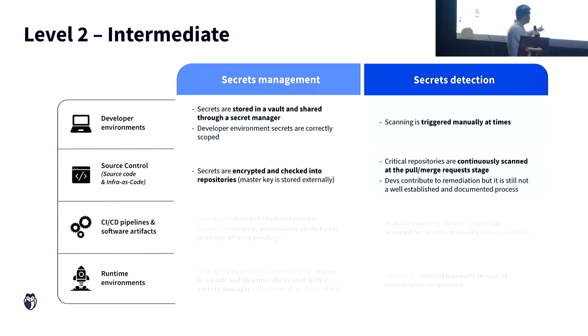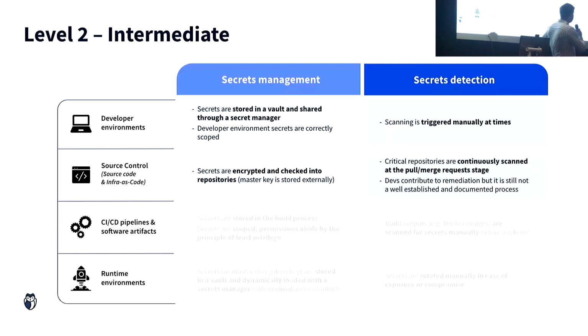And then when we look at our detection, what are we actually detecting in our repositories? So here we have our critical repositories. So our production areas are being scanned at certain triggers. So when we're making a pull request, we're scanning for these secrets. When we're merging into the master branch, we're scanning for these secrets. So we're starting to get some maturity in here.